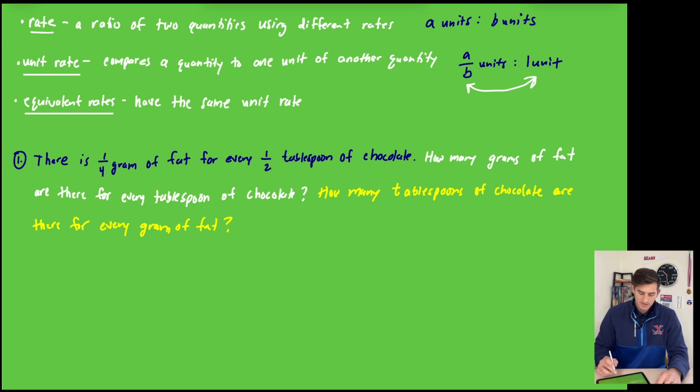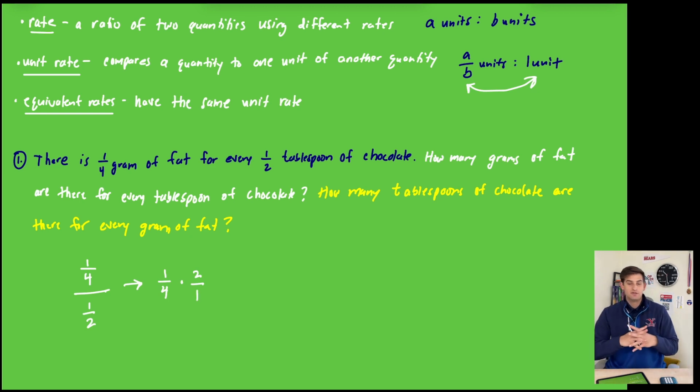So basically we can say that for our question that's written in white, it says how many grams of fat are there for every tablespoon of chocolate. So fat would be like A, tablespoon of chocolate, or tablespoon would be B. So I'm going to take 1/4 of my gram of fat, I'm going to divide it by 1/2 of my tablespoon for my chocolate. Okay, so now when we do this, we would do 1/4 times 2 over 1.